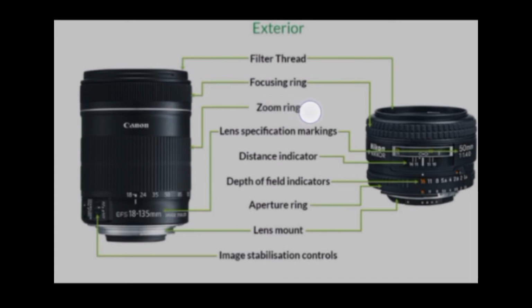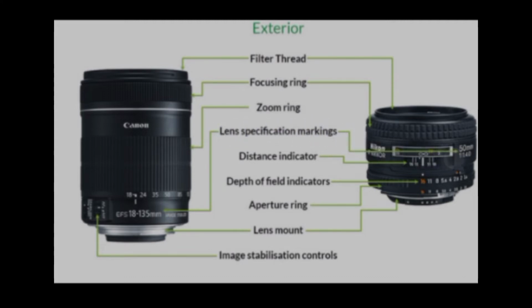Next part is the zoom ring. Every lens, whether wide angle, normal, or telephoto, is classified as either a zoom or a prime. The focal length of the earliest lens was fixed. So yeah.